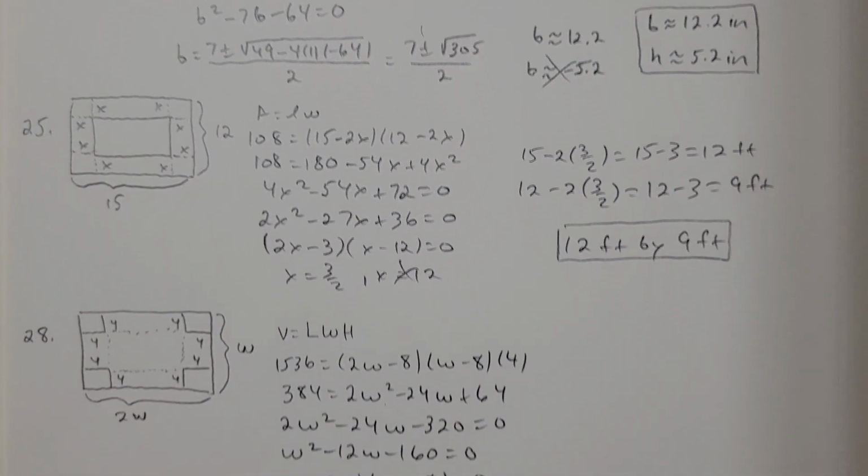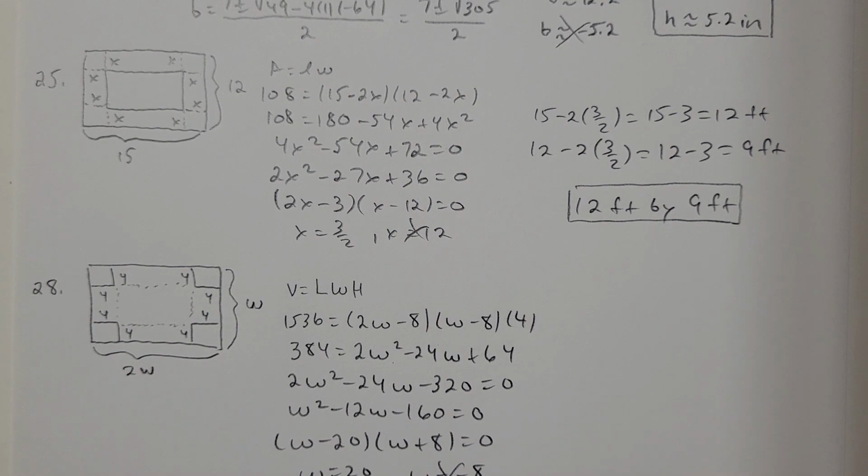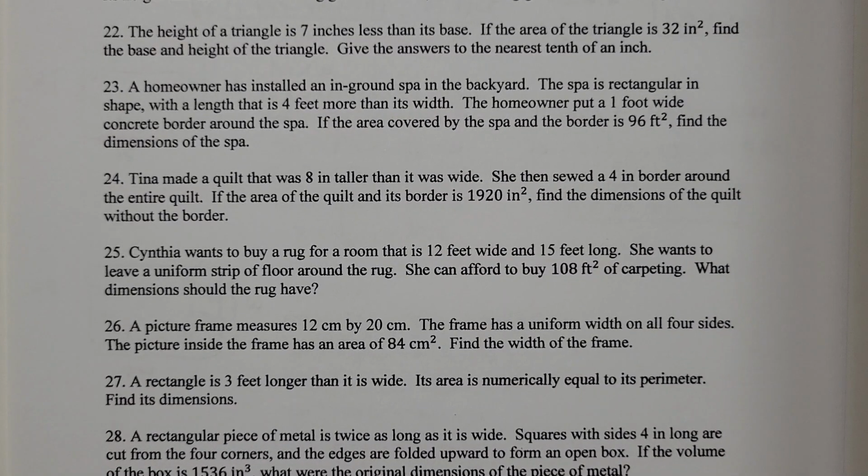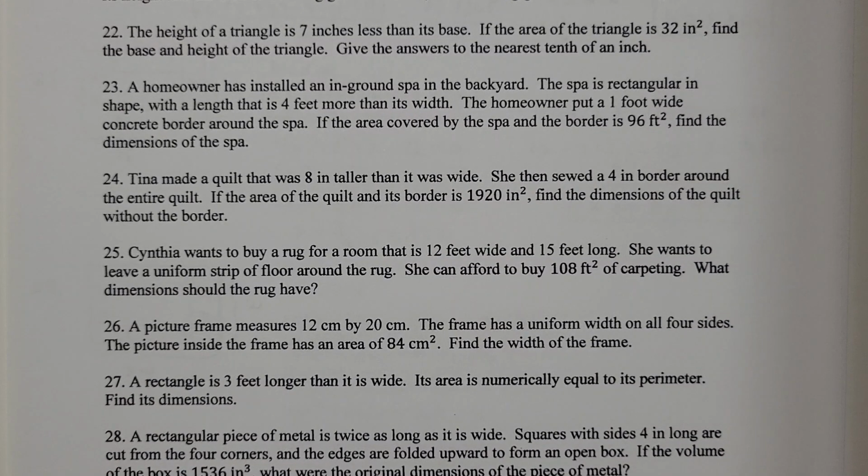All right, let's try problem 25 here next. So in problem 25, it says Cynthia wants to buy a rug for a room that is 12 feet wide and 15 feet long. She wants to leave a uniform strip of floor around the rug. She can afford to buy 108 square feet of carpeting. What dimensions should the rug have?